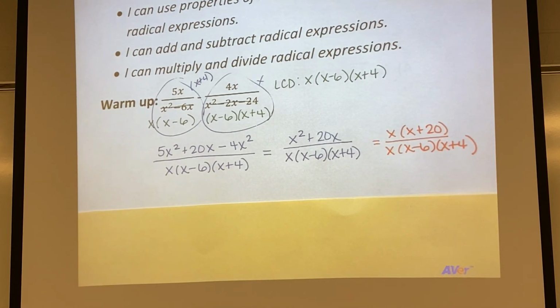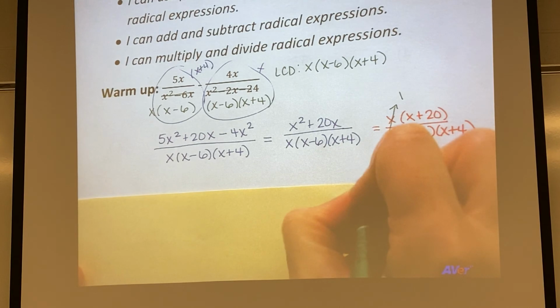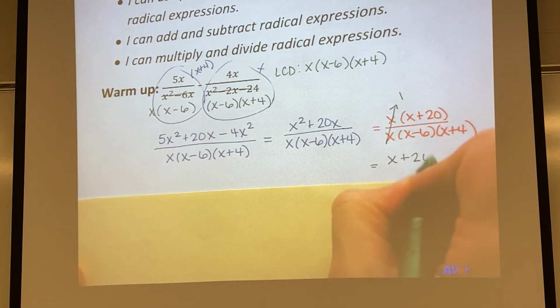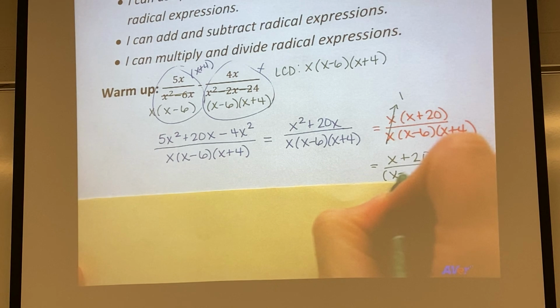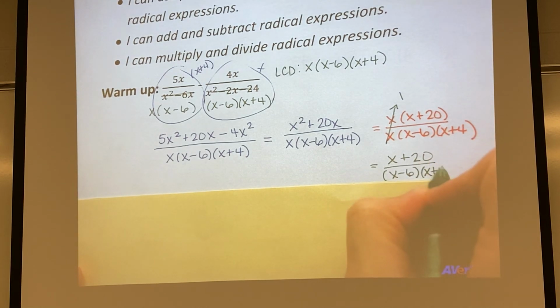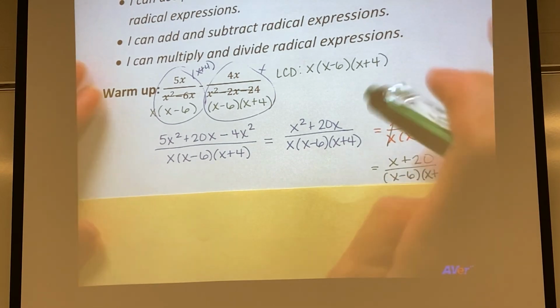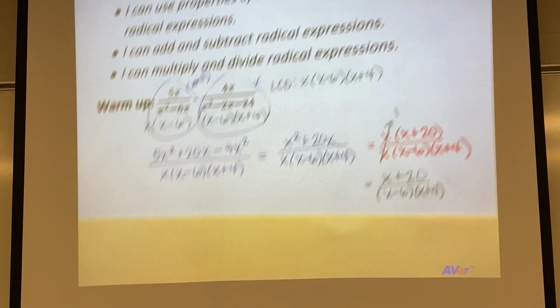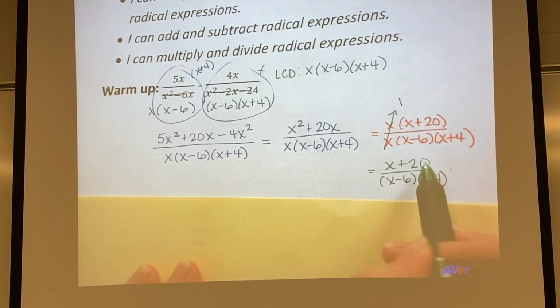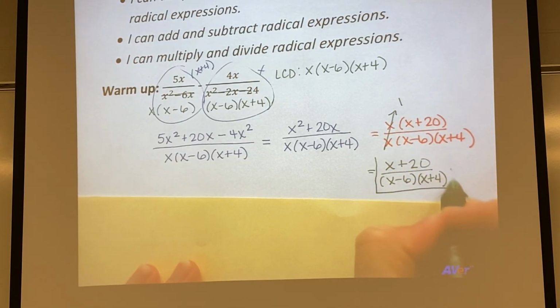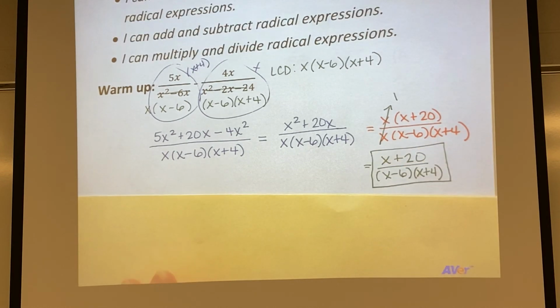And the reason we want to factor that numerator is because sometimes that means we can divide things out with the denominator. And in this case, we definitely can. We have an x on top and an x on the bottom. So if we divide those, they equal 1. So now our numerator is just x plus 20, and our denominator is x minus 6 times x plus 4. Since we got rid of that x, you don't have to have the x plus 20 in parentheses. You can, but it's not necessary if it's the only binomial that's up there.